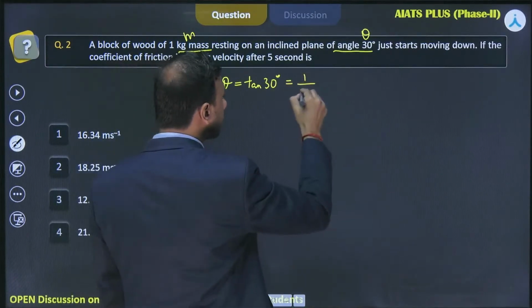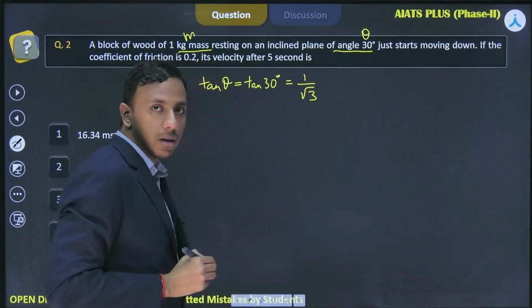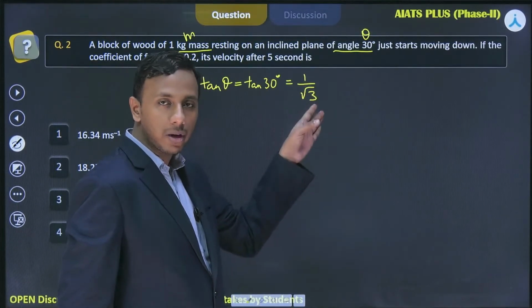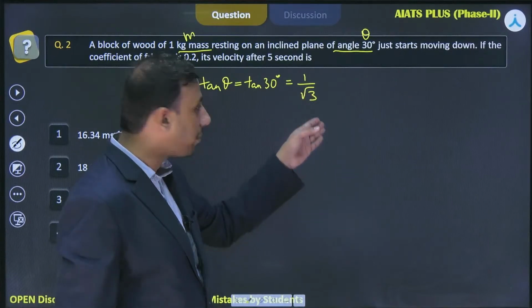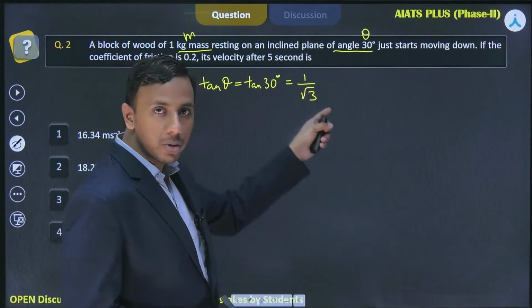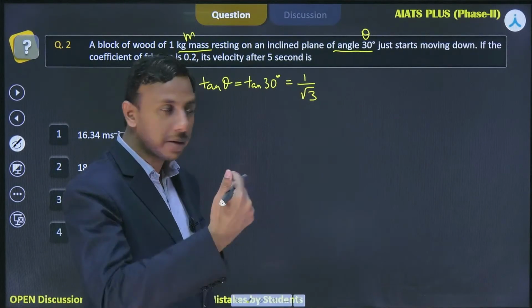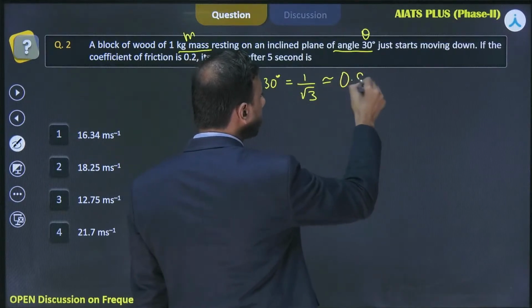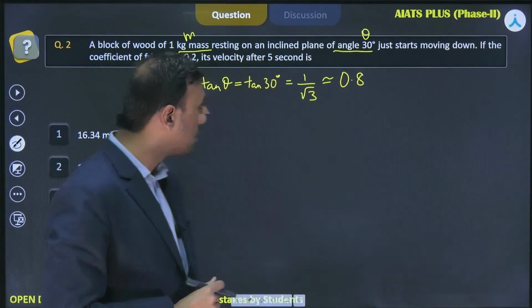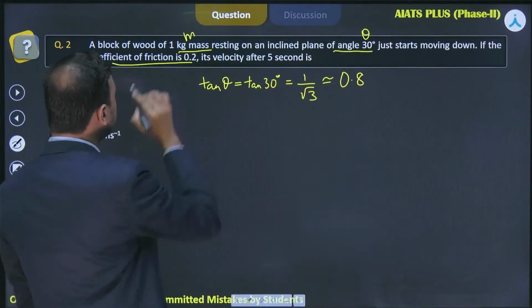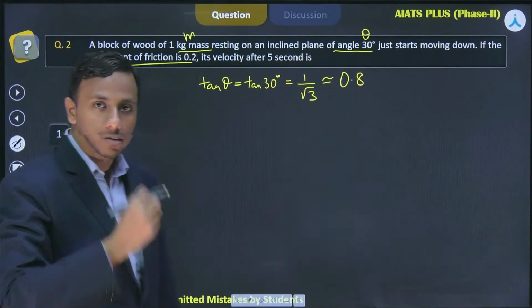Tan 30 degrees is 1 by root 3. If you rationalize, multiplying by root 3 in the numerator and denominator, it becomes root 3 by 2. So 1.732 divided by 2, which roughly comes out as 0.8 or so. Then the coefficient of friction is given. Coefficient of friction is mu.